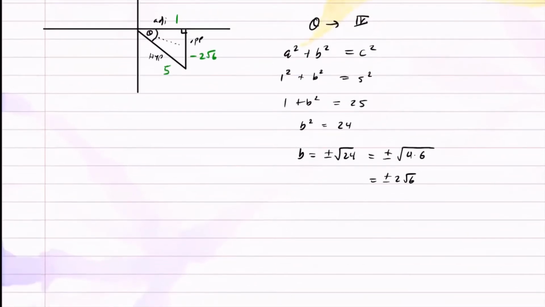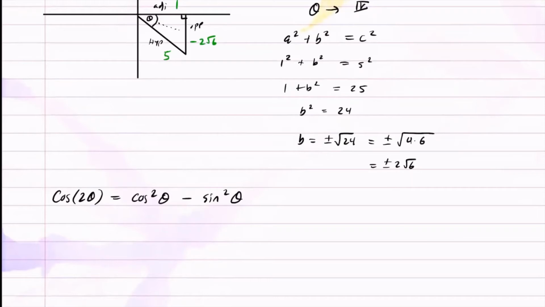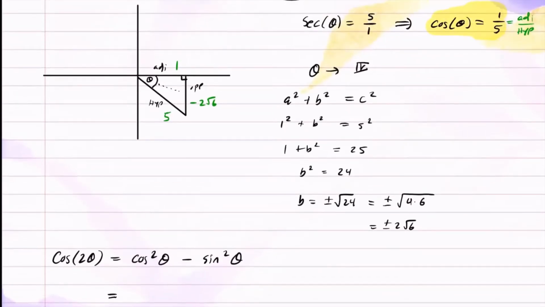So we know that cosine 2 theta is cosine squared theta minus sine squared theta. There are two other variations to this, but any of those are fine. I'm going to go ahead using this one. So what's cosine theta? Well, we know that cosine is given to us. That was right here. This is cosine theta. We need to find sine theta. So using this triangle, sine theta is opposite over hypotenuse. So that's negative 2 square root of 6 over 5.